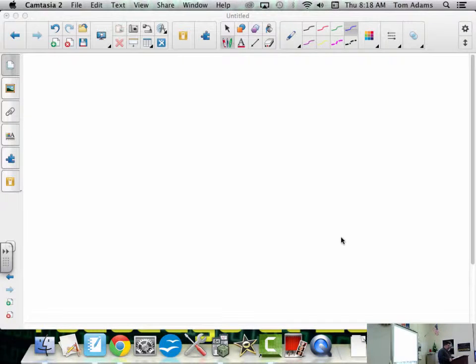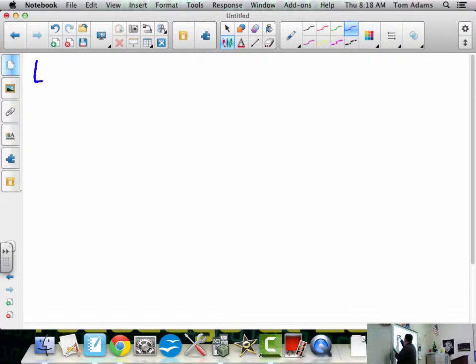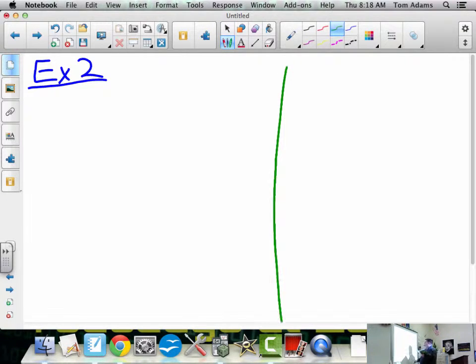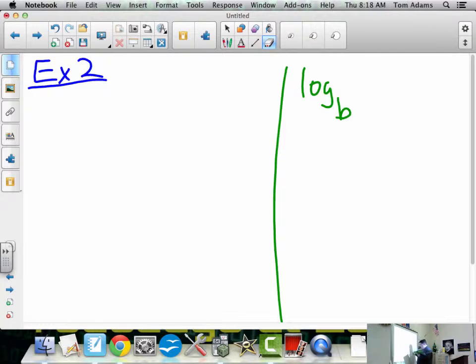Now, before we do example number 2, based on what we just did, let me write down a couple of things. For example number 2, in the green box to the right, let me write it down in green. Right above example number 2 in your textbook, it goes through some of these scenarios, like log base b of 0, log base b of 1 is equal to 0, always.